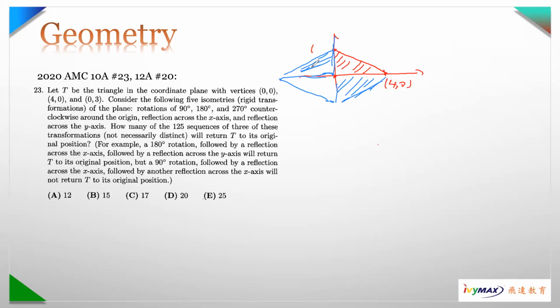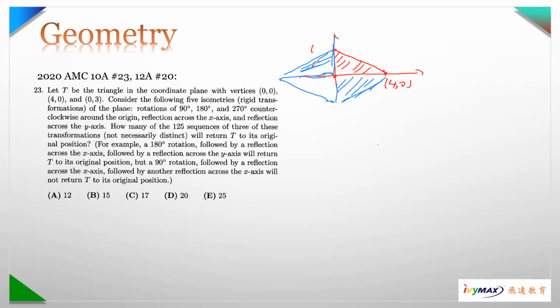Okay, so we understand that we can do these 5 types of transformations. And how many of the 125 sequences of 3 of the transformations? What does that mean? Since we have 5 transformations and they want to do it 3 times, 5, 5, 5. That's how you get 125. For the first transformation you have 5 options, the second you have 5 options, and the third you have 5 options. So 5, 5, 5, that's the so-called 125 sequences of transformations.